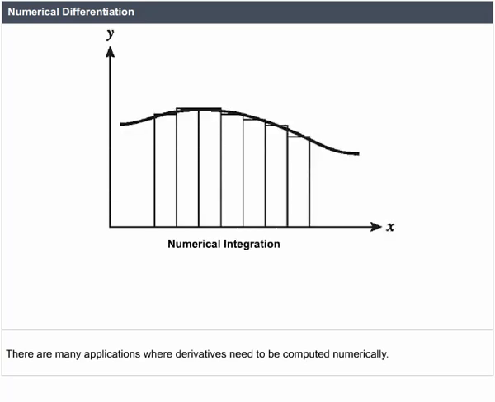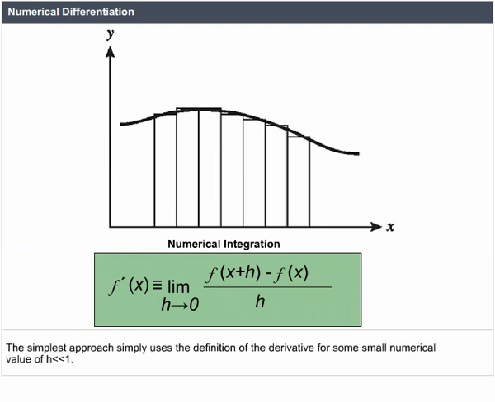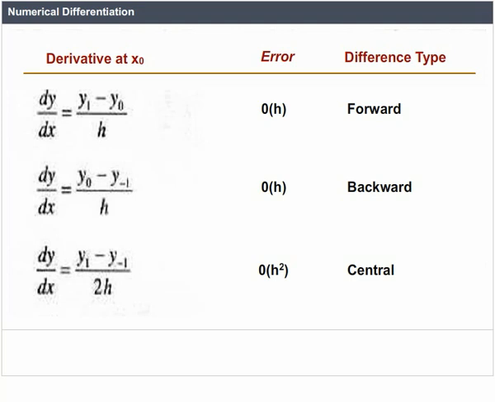Numerical differentiation. There are many applications where derivatives need to be computed numerically. F dash of x is approximately equal to the limit as h tends to 0 of f of x plus h minus f of x divided by h. The simplest approach simply uses the definition of the derivative for some small numerical value of h less than 1.